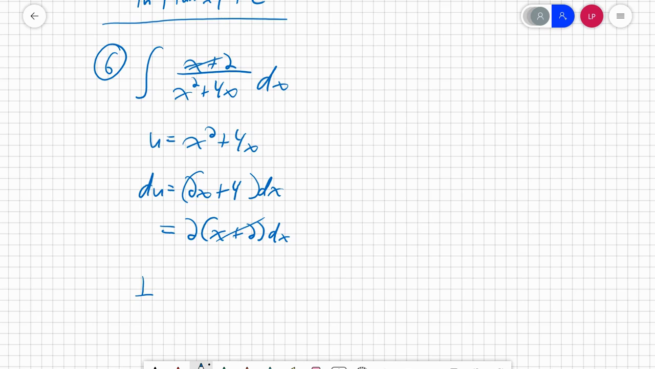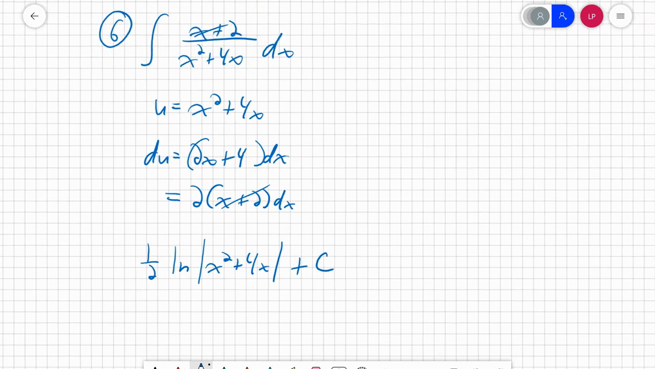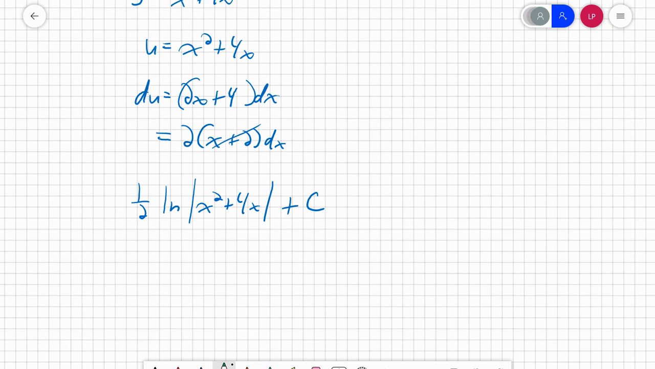Pull the 1/2 out. The integral would then be the natural log of the absolute value of x squared plus 4x plus c. And I would have to keep these absolute value bars because if x were -1, for instance, then I would have a negative inside. So I can't just make these be curved because there is a chance that the inside could be negative. We can't take the natural log of a negative number. So hope that helps.